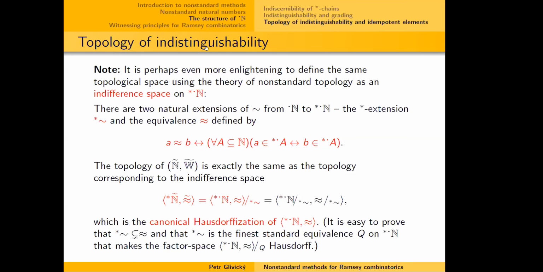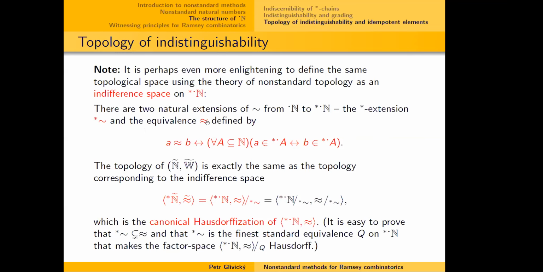Okay. So this topology of indistinguishability actually can be defined also in a non-standard way, where we actually define something called indifference phase, which is a non-standard version of topological space, not just on dot n, but on star of dot n. So even one more star beyond dot n, that's the highest number of stars that are used in my talk. And again, I will not go into details here.